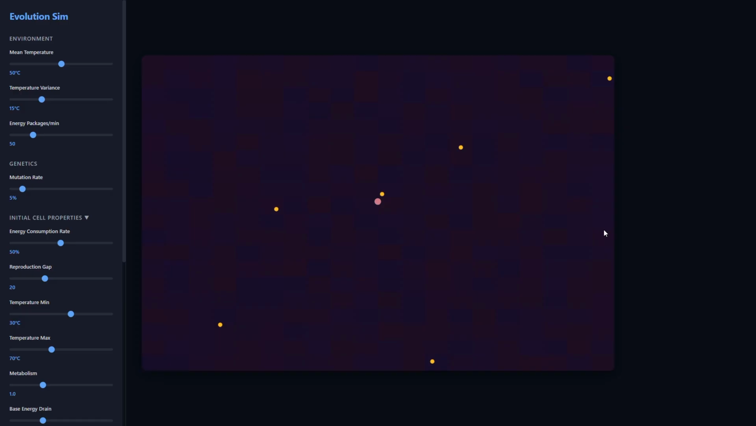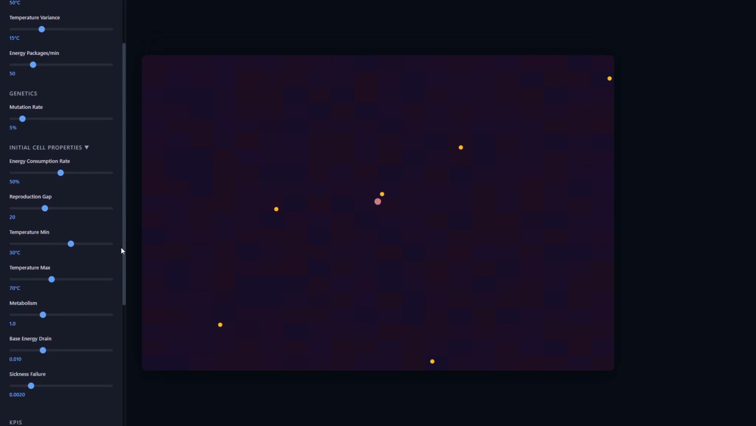I have to come up with some assumptions, just limiting the variables at the beginning. Okay, you can see here in the middle, this is our mother cell. Let's call her Eve. You can see in the upper window it's generation 1, and Eve has some properties. We start with an energy amount of 20. Eve is capable of consuming 50% of the energy she finds. In the environment, you can see these yellow dots. These are the energy packages.